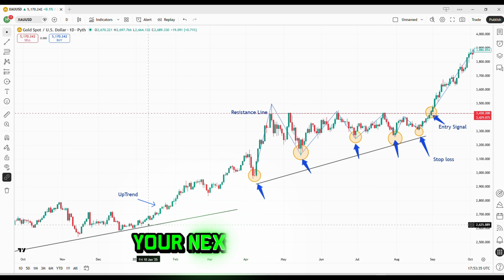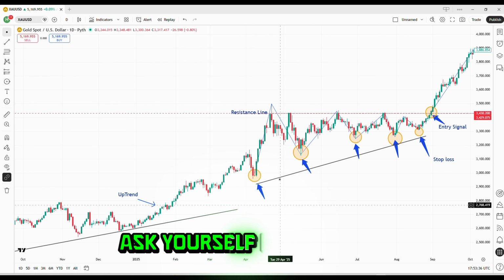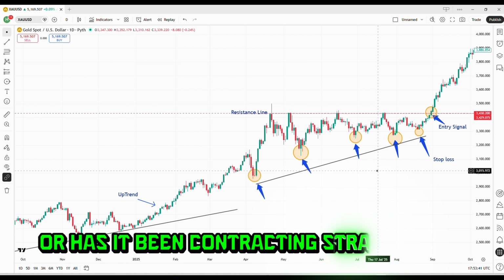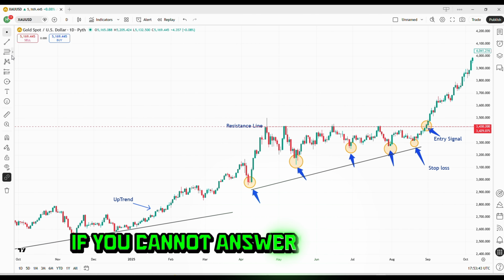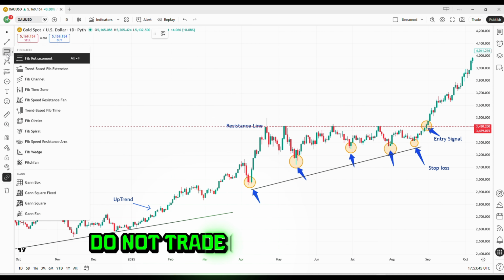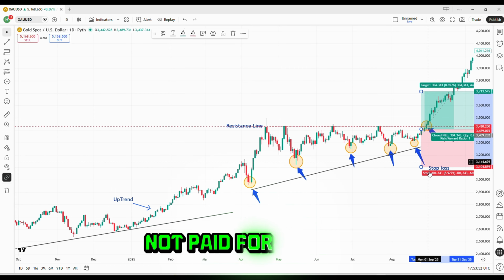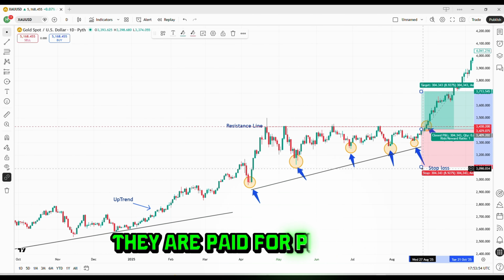Before your next trade, pause. Ask yourself, is volatility expanding randomly, or has it been contracting strategically? If you cannot answer that clearly, do not trade. Master the setup, master the checklist, and remember, professional traders are not paid for activity. They are paid for precision.